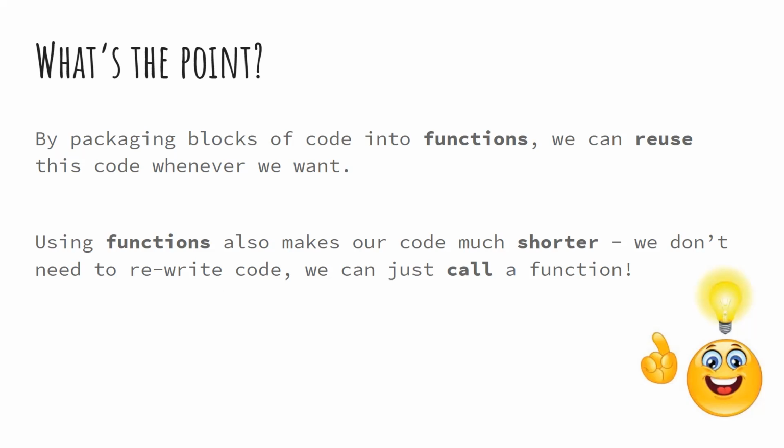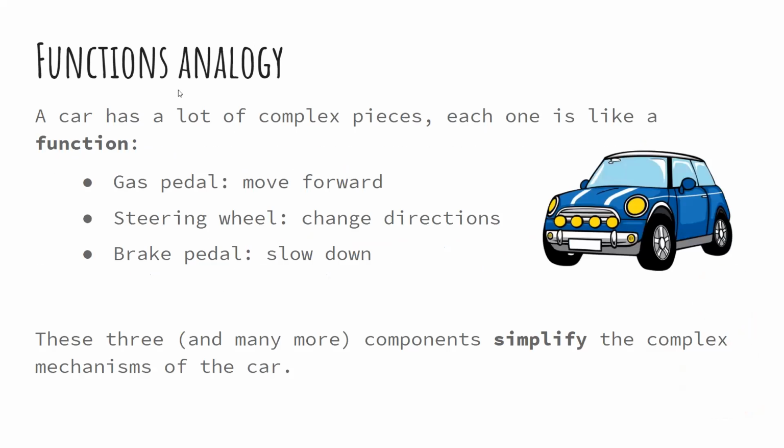Let's take a brief analogy by taking this example. Suppose a car has a lot of complex pieces. Each one is like a function. The gas pedal, which is for moving forward, the steering wheel for changing directions, the brake pedal for slowing down. These three and many more components simplify the complex mechanisms of the car, right?